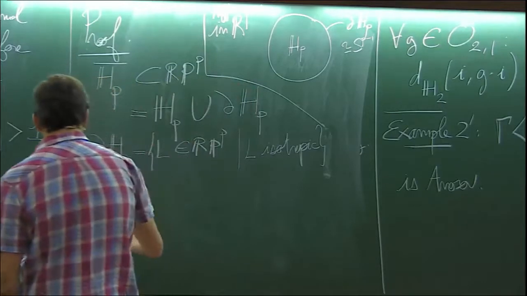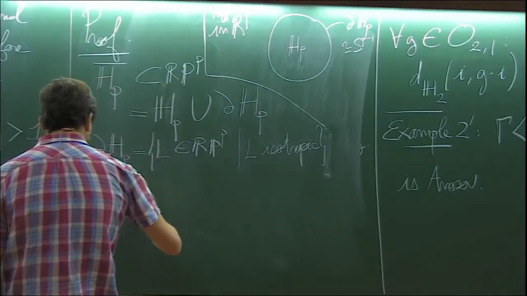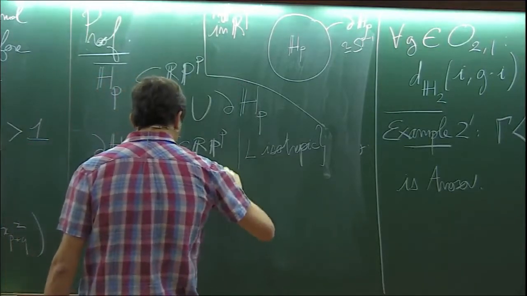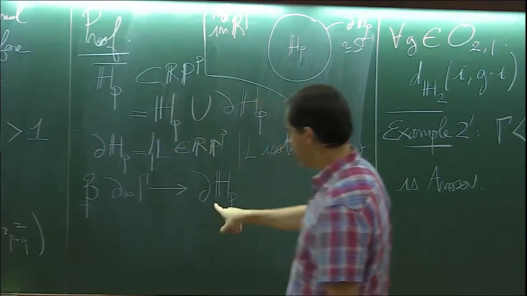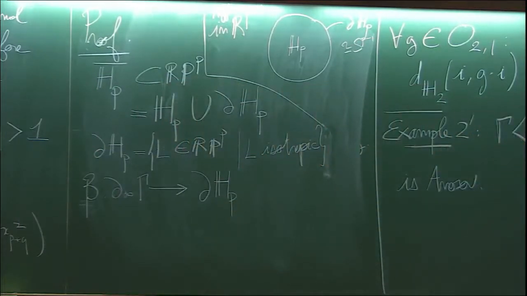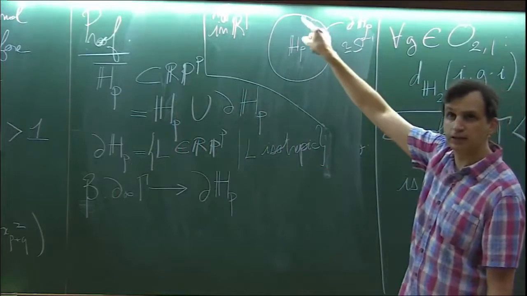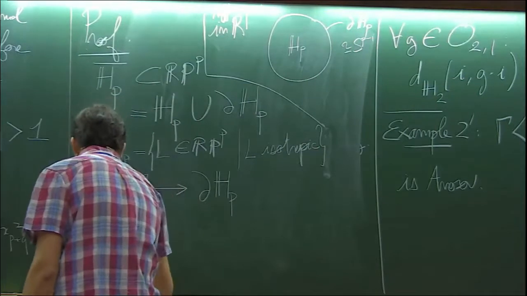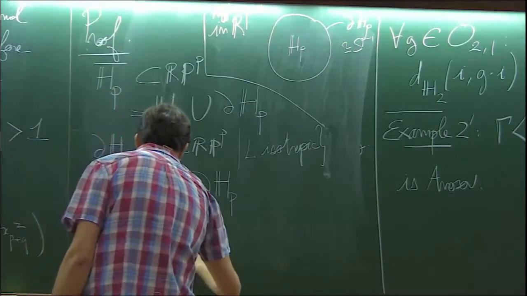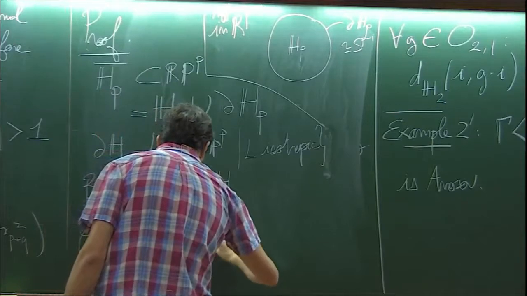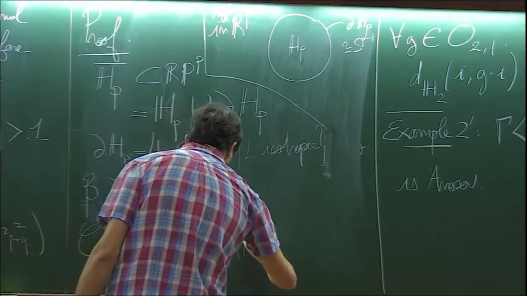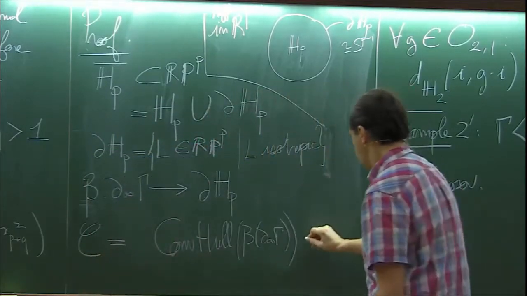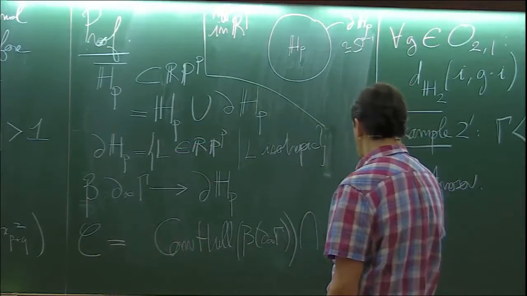Okay, so now I have my beta from the Anosov definition that goes inside the space of the isotropic lines, which is a boundary. So its image is contained in this sphere, and I will just take C to be the convex hull of the image of beta, that I intersect with HP.